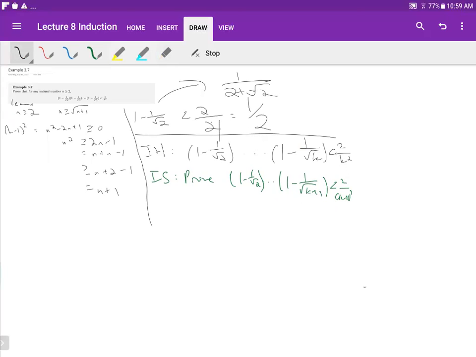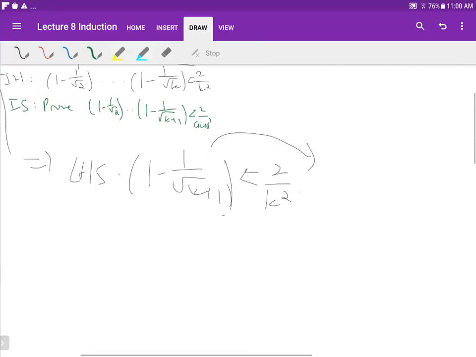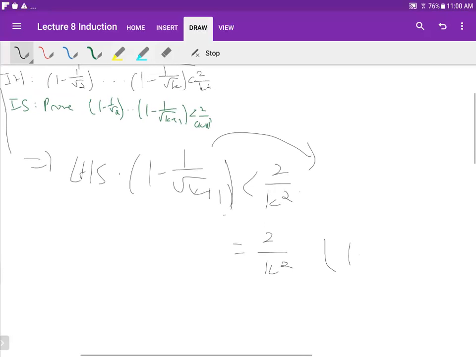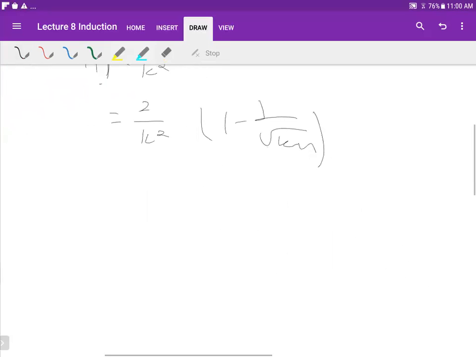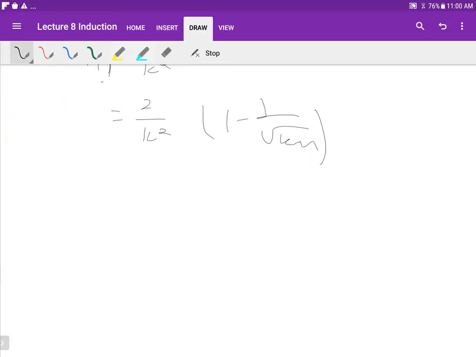Next we would have that the left-hand side, so the LHS of the inductive hypothesis times 1 over root k plus 1, right, is less than 2 over k squared times this expression here, right? And then we would have that this is equal to 2 over k squared times 1 minus 1 over root k plus 1. And then, well, you do a lot of algebraic manipulation. If I were to sum it up, you basically do the same thing. You try to rationalize the numerator and not the denominator.